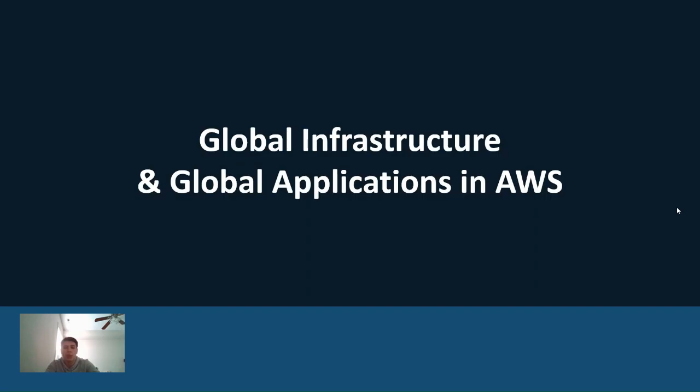So, in this one, I will be covering AWS global infrastructure, how it's organized, and the key services for building global applications like Route 53, CloudFront, Global Accelerator, Outposts, Wavelength, and Local Zones. So, let's get to it.